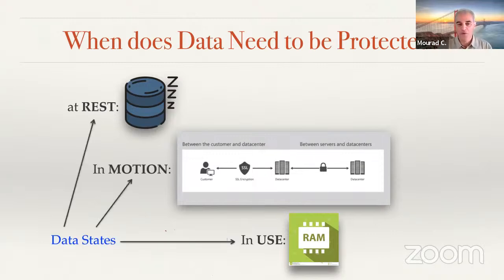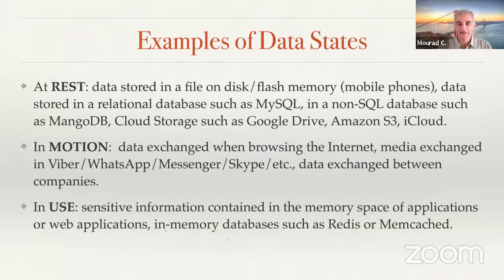Okay, so we call these three situations the data states. So data can be in a state of rest or in motion or in use. It's very important to understand these three situations where data is used. So, examples of data states.